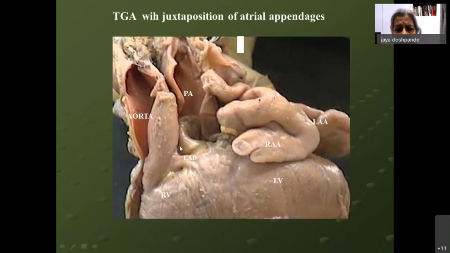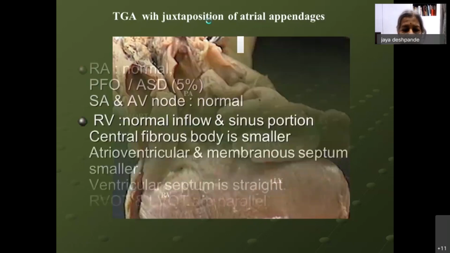Another interesting finding in transposition of great arteries is juxtaposition of atrial appendages. Both atrial appendages sometimes come to lie together on the left border, towards the left side of the heart. You have the aorta which is anterior and to the right, pulmonary artery is posterior and to the left, and the right atrial appendage has come from behind to lie adjacent to the left atrial appendage. This is known as juxtaposition. Not uncommonly seen with transposition of great vessels.